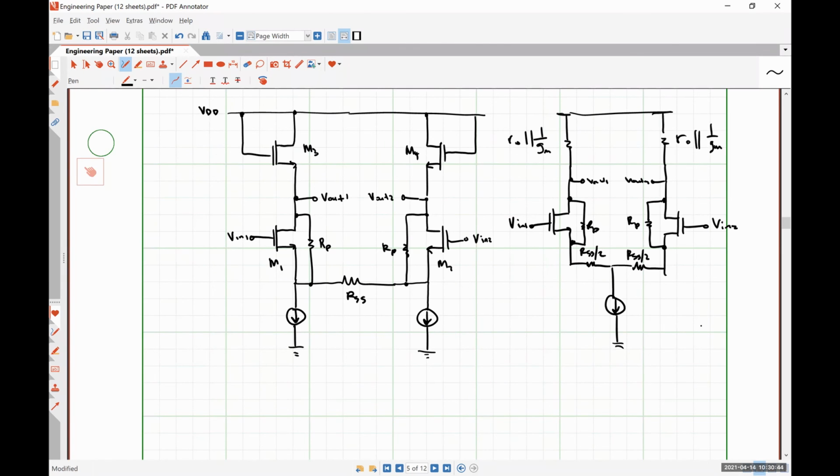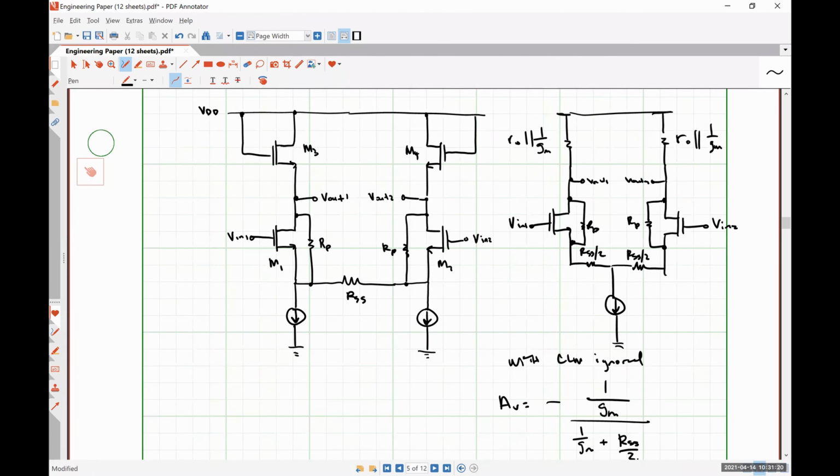So with CLM ignored, the voltage gain for this guy is going to be negative 1 over gm divided by 1 over gm plus RSS over 2. I'm done. That's from analyzing the half circuit.